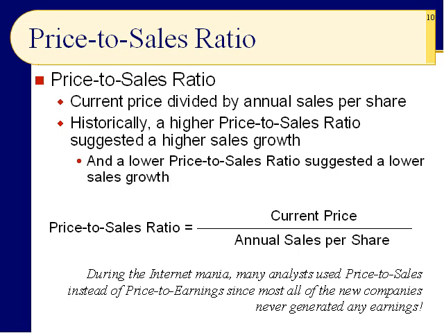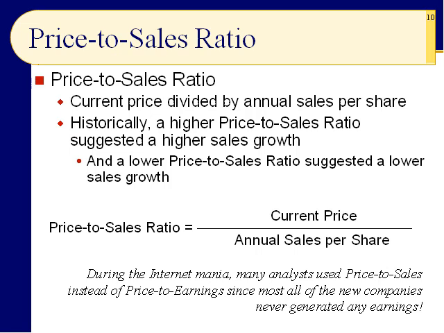Slide number 10, price to sales ratio. Okay, well, what is this? Well, it's the same idea, but instead of using earnings or using cash flow, we're now using sales. We use the current price divided by the annual sales per share. And again, a higher price to sales ratio suggested a higher sales growth. Lower suggested a lower sales growth.